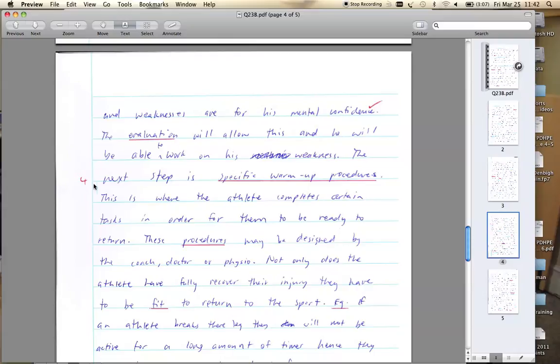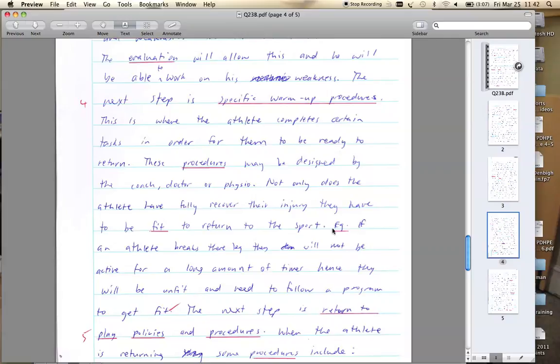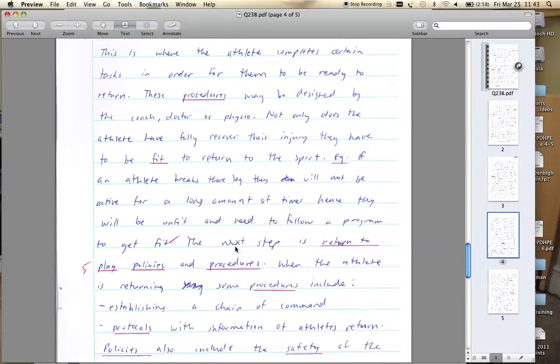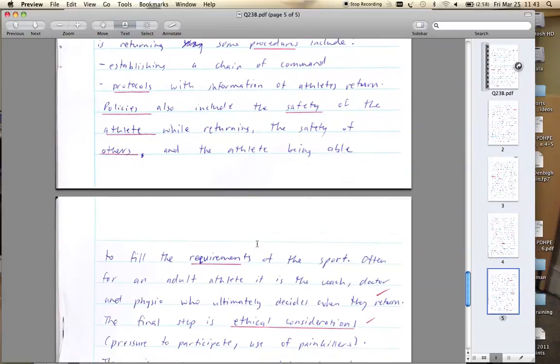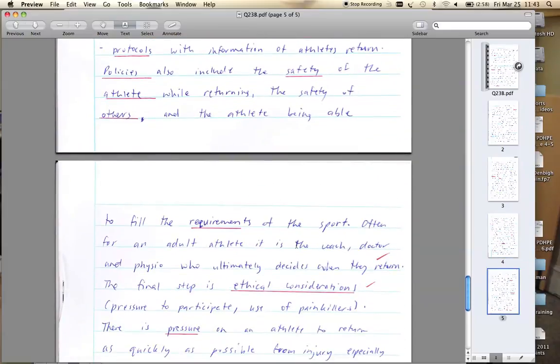The 4th point, the specific warm-up procedures, says why they're doing them, who designs them, what's the purpose, and a specific example. You can see with these examples, they're just illustrating his understanding. They're nothing groundbreaking, but they are perfect for this sort of answer. And the next step, point 5, policies and procedures, or return to play policies and procedures. You can see here he's written what the procedures should be, and why it's important, who should be making those decisions as opposed to the athlete themselves.